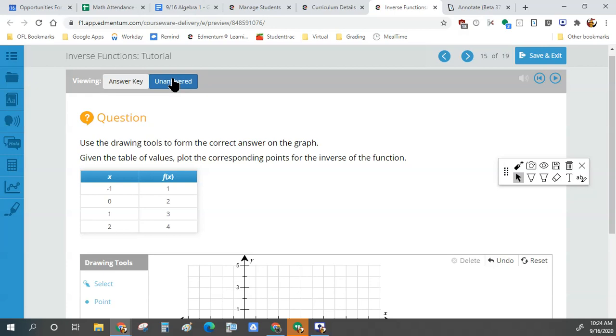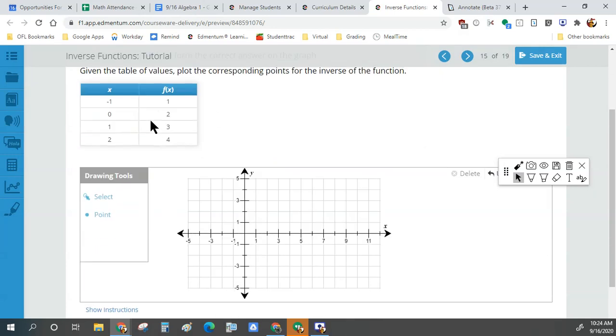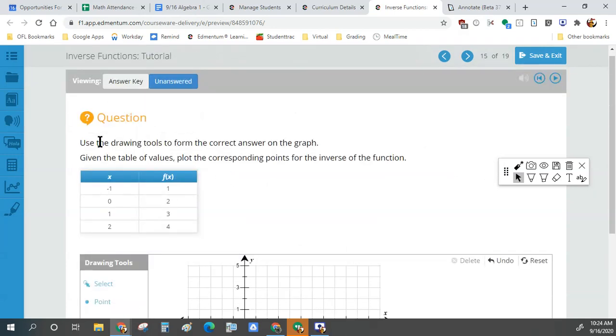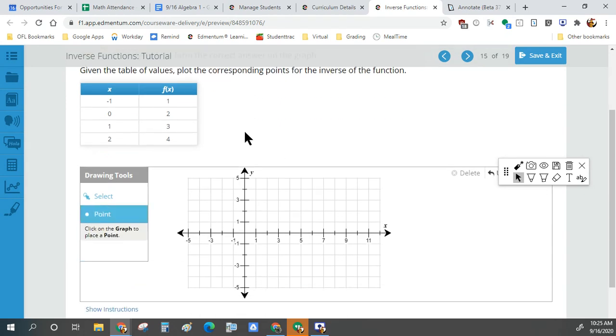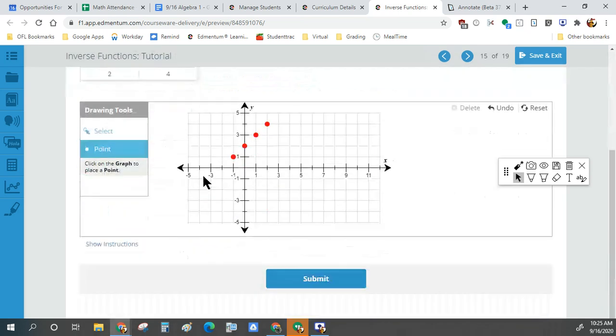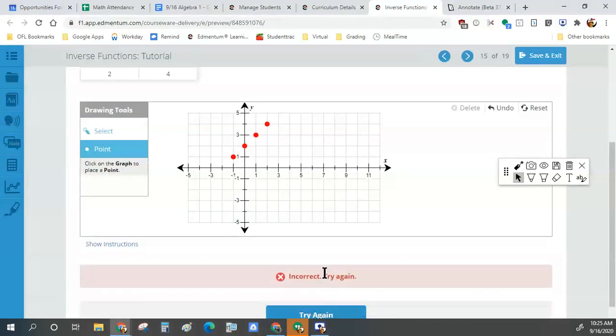All right, so let me put this as unanswered. They want us to graph this. So plot the corresponding points. This shouldn't be anything new. So when we're doing this, we're going to get our point -1, 1. Then 0, 2. So we're at 0, we go up to 2. We're at 1, we go to 3. 2, we go to 4. Easy peasy. That's our regular function.